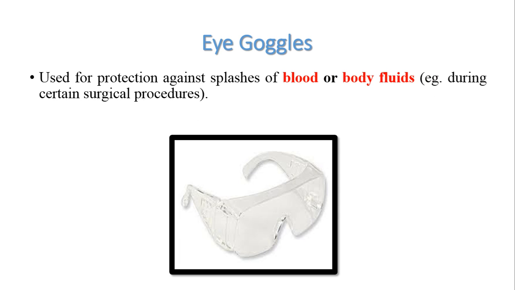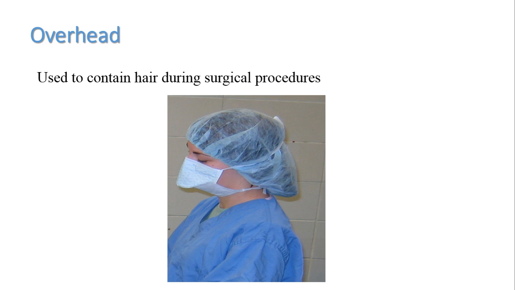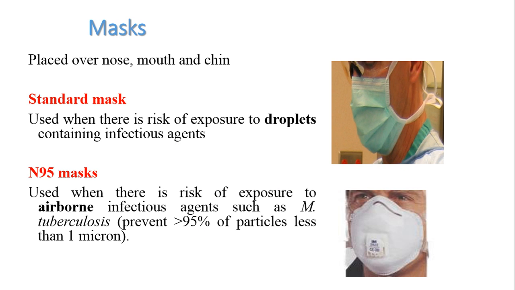Next is eye goggles. As you can understand, it will protect anything from going inside our eyes, so we can use it. It is usually made up of plastic and it is also a disposable one. Then we can use overhead to protect anything from entering into our hair, and we also can use it to prevent our hair from falling down into our samples or products.